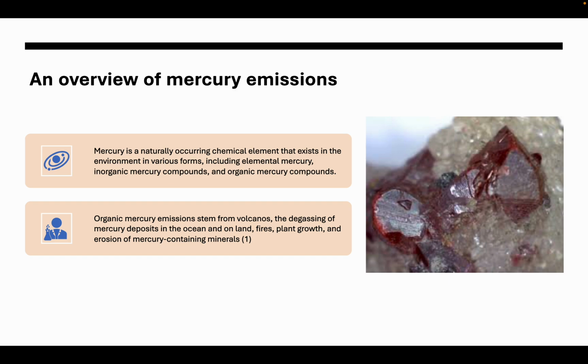It is naturally occurring and exists in multiple forms. We're going to be looking at the natural emissions of mercury. This can stem from volcanoes, deposits that are found in the ocean and on land, fires, growth of plants, and erosion from mercury-containing materials. And we'll be focusing more on the ocean and the deposits and the erosion, since they directly correlate to the mercury found in the oceans.